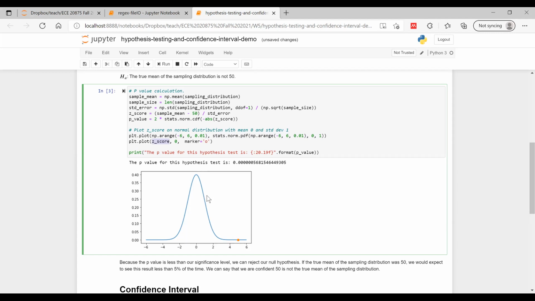So far, any questions? Are we comfortable with this? How we write this hypothesis test using Python? Any questions about this so far? Okay.